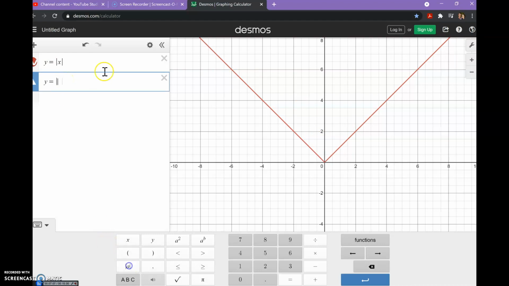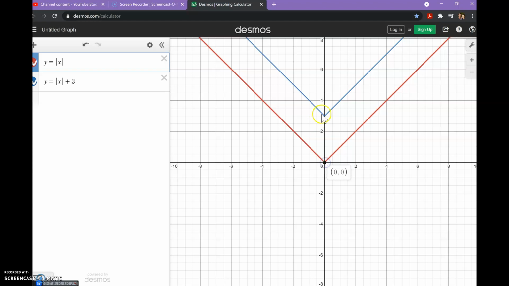But what happens when I add 3? So if you notice, the slope didn't change because this is still going 1, 1, 1, 1, 1, 1. However, this minimum has moved up 3.